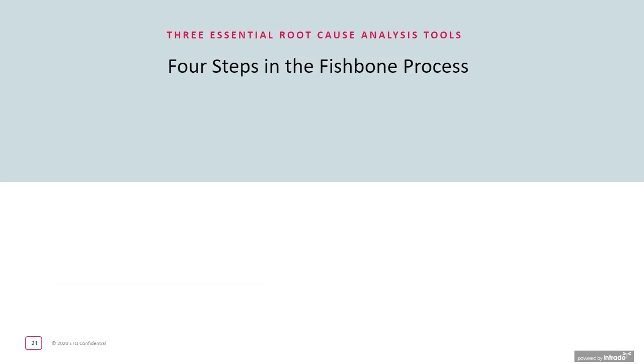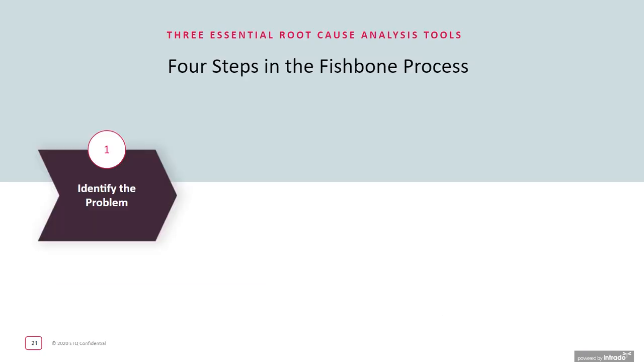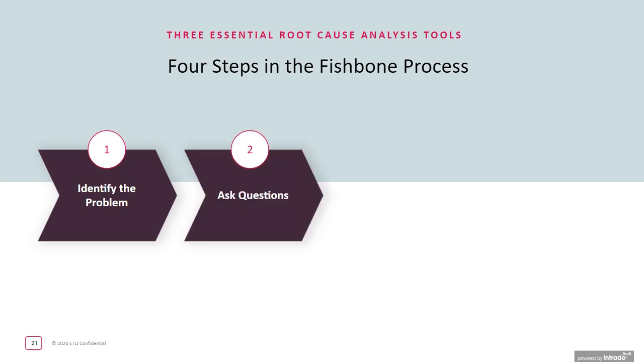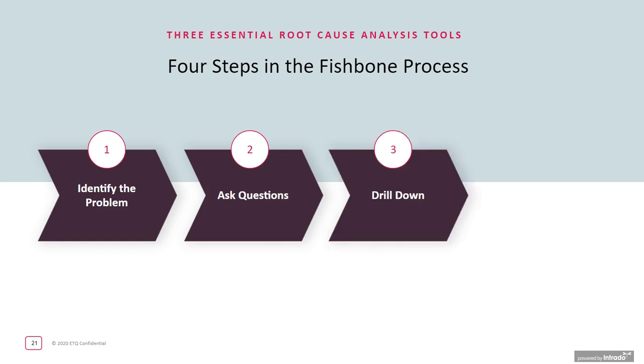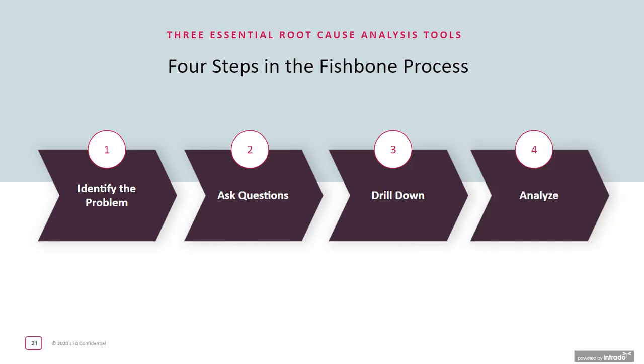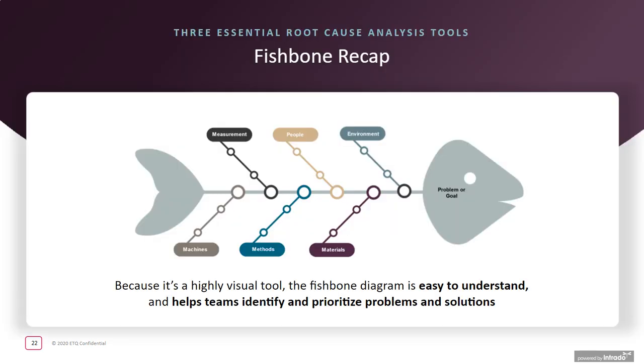So there are 4 steps involved in the fishbone process. You would first identify the problem. You would then ask questions such as, what are the people-related causes of the problem? Are there any standardization or measurement issues related to this problem? Did environmental conditions such as temperature or pressure contribute to the problem? And once you ask those questions, you would then drill down further. For example, why did the sudden rise in temperature occur? Finally, you would then analyze it to determine the root cause.